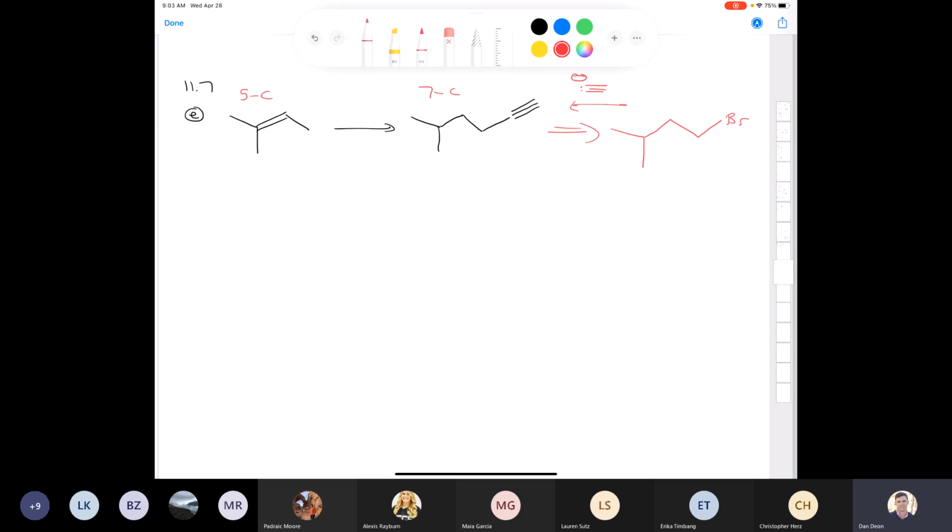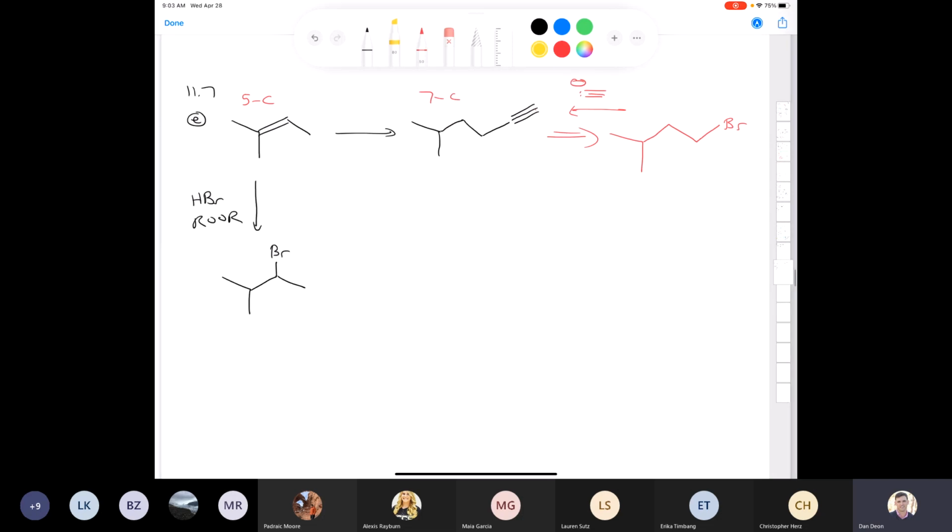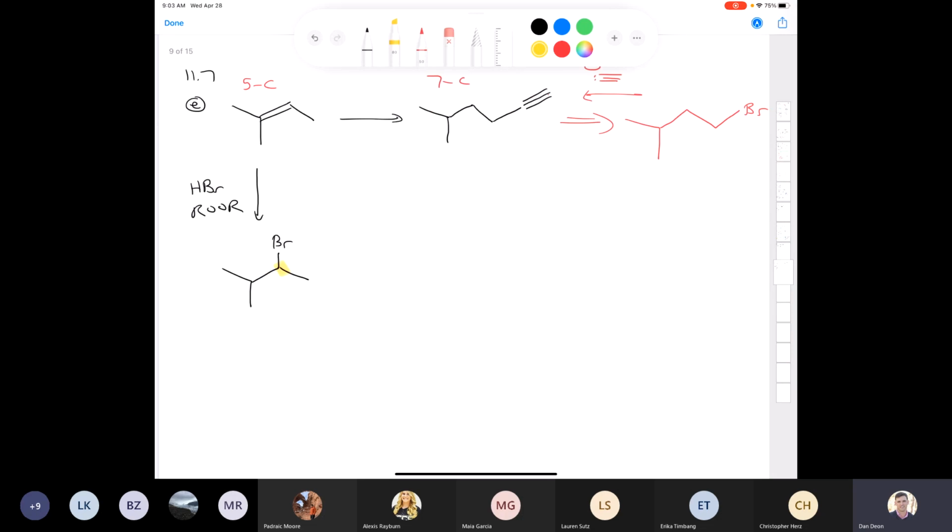So how do I put the bromine all the way on the end, right? Well, the first thing I could do is an anti-Markovnikov addition of HBr across that double bond. If I treat this with HBr and peroxides, that's going to give me the secondary alkyl bromide as opposed to the tertiary. But it's still not where I want it. It's on this carbon that I have highlighted in yellow, and I want to put it on this one that's highlighted in red. So I need to move it over, right?